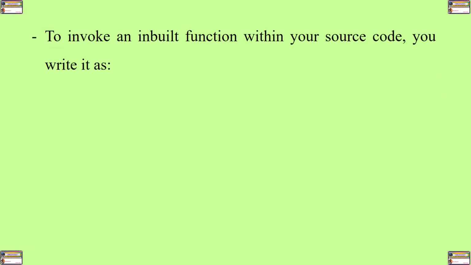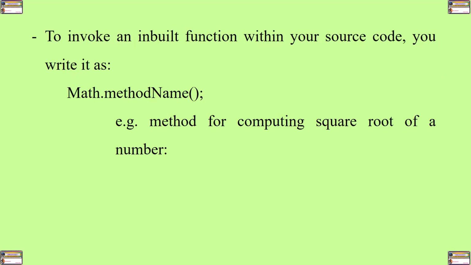And therefore, whereas we have many inbuilt methods, what is important is to know how to invoke an inbuilt function within your source code by, for example, writing it as follows: the name of the class, Math, followed by dot and the method name, Math.methodName. For example, the method for computing the square root of a number can be written as Math.sqrt. Then you enclose the value whose square root you will compute within the parentheses.